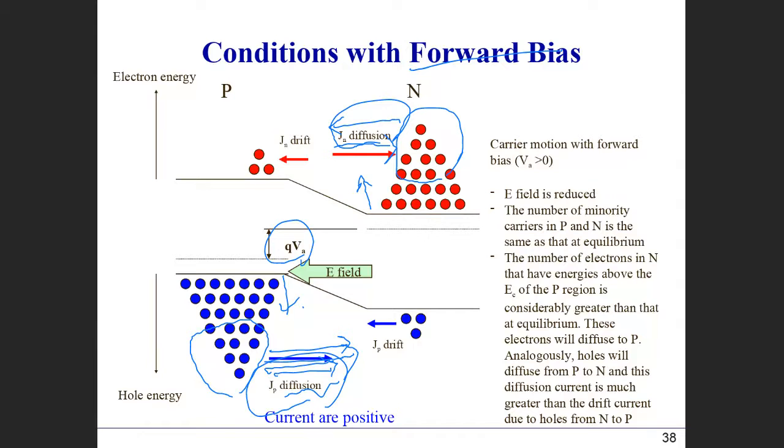The second one is in terms of the electric field. Let me ask another question here. Does this electric field increase or decrease when you apply the forward bias? Okay, Thomas says decrease. Why do you think so? Okay, because forward bias creates the opposite field. That's also part of the reason.